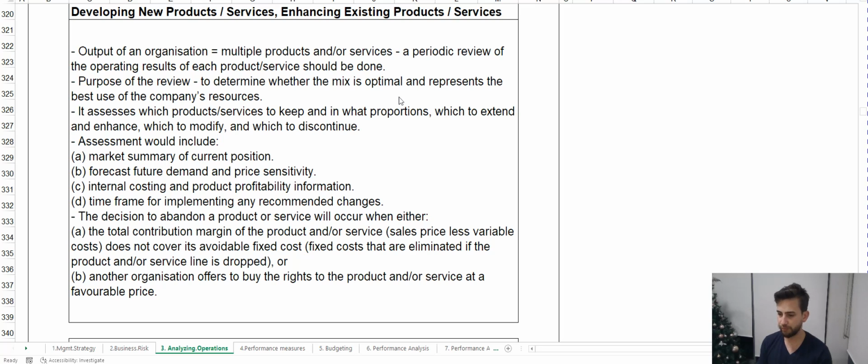So the decision to abandon a product or service will occur when the contribution margin of the product or service doesn't cover the avoidable fixed costs, or another organization offers to buy the rights to the product or service at a favorable price.